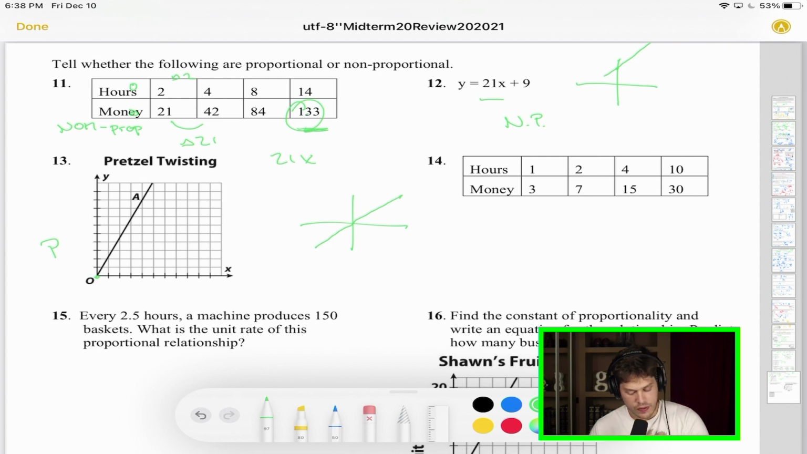So I'm going to say 12 is non-proportional because we have a y-intercept. 11 is non-proportional because the slope isn't right.